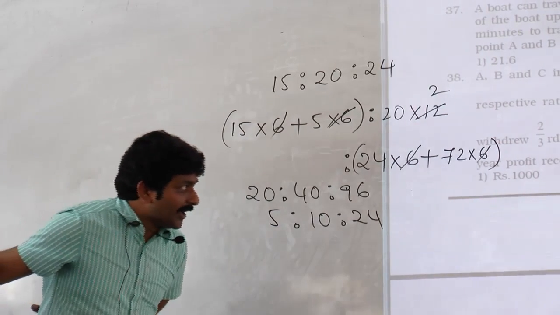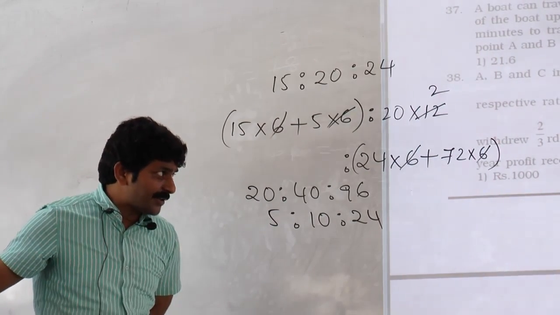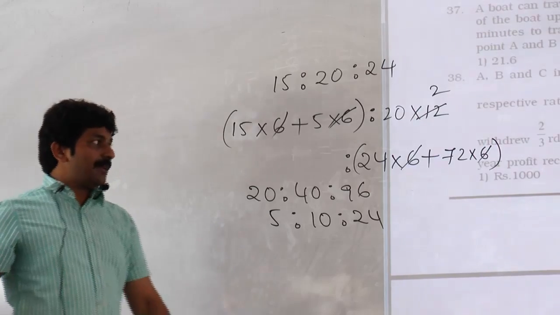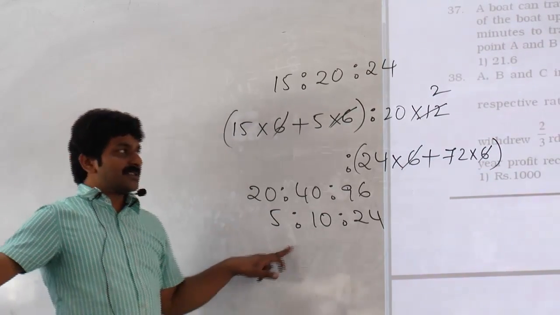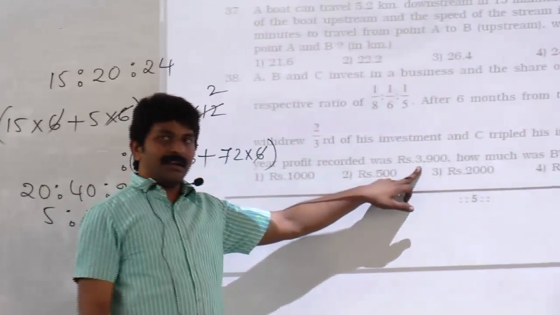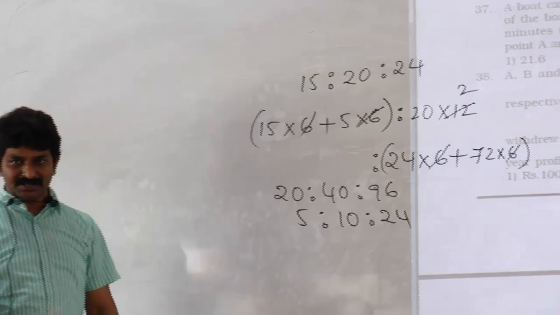And at the end of the year, profit was recorded as 3900. How much was B's share? What is the total profit? 39 parts is equal to 3900. 1 part is 100. 10 parts is 10 hundreds. 1000 is the answer.